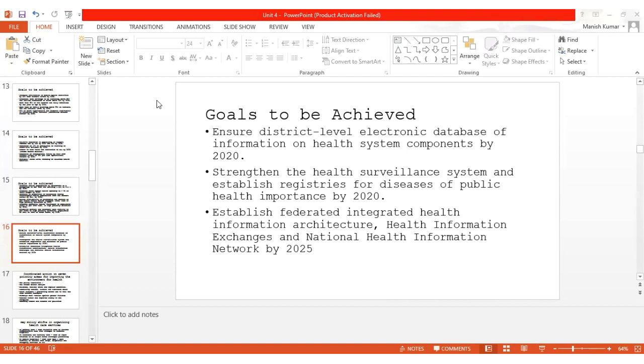So if any state or any place focuses on the surveillance system, the disease outbreak investigation system of that place, facility, or state will be very good. So this is high time we should take our learnings from COVID-19 and focus on those.